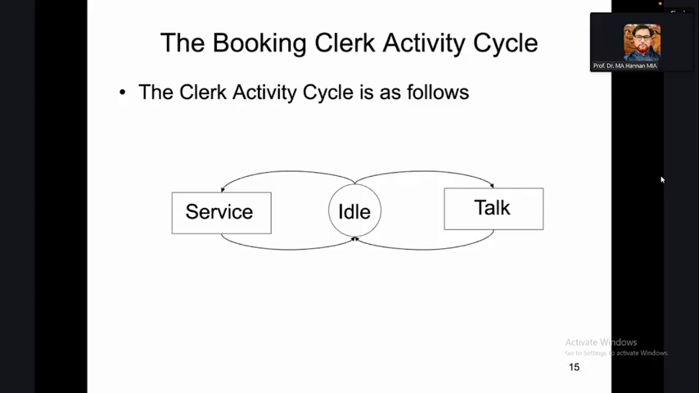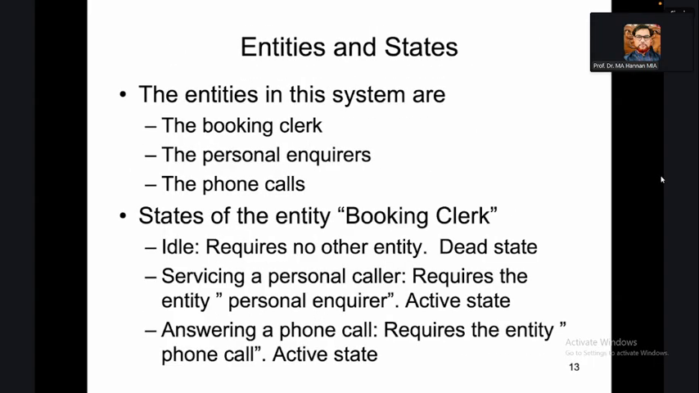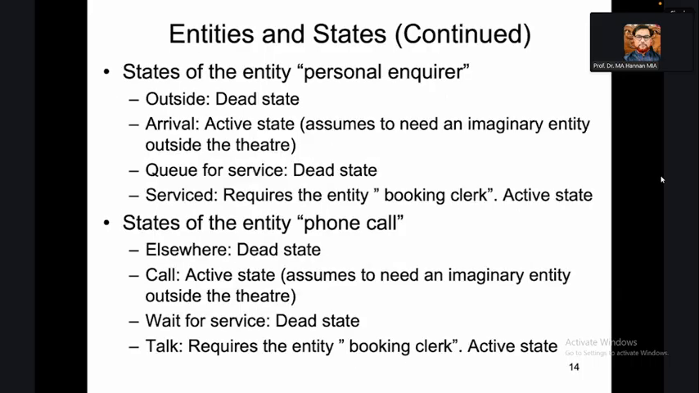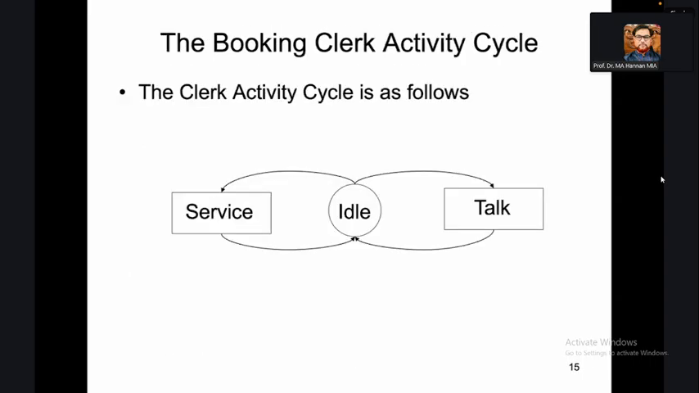So if you can remember these three, booking clerk, personal inquirer, and the phone call, and their active and dead state, active and dead state. Now using this we can develop an activity cycle diagram of the booking center. So, activity cycle diagram.